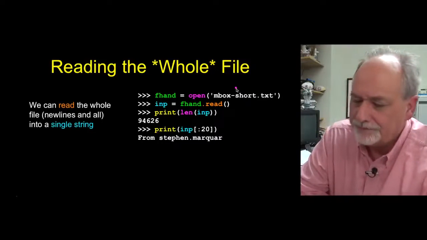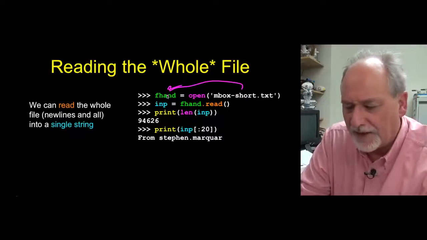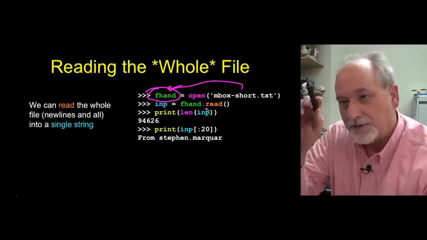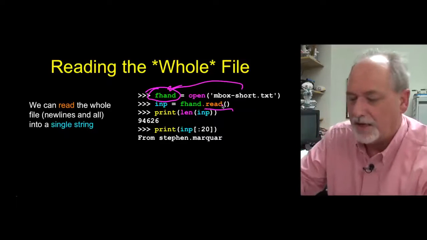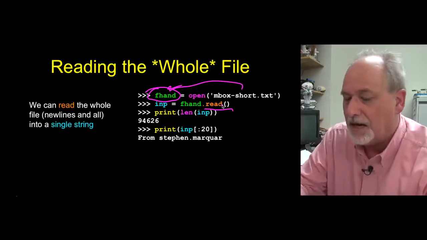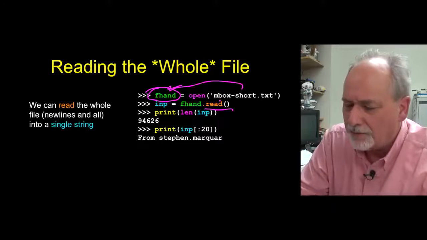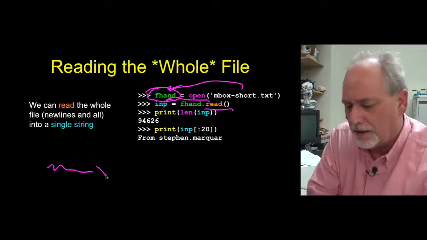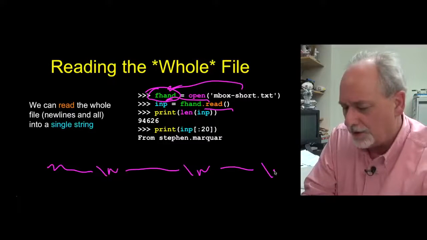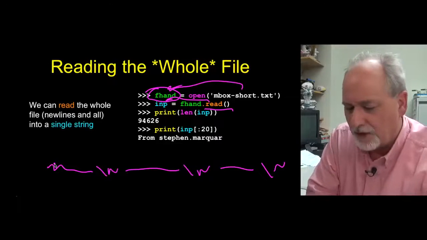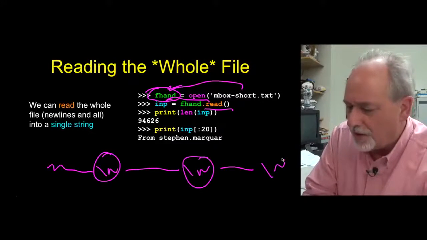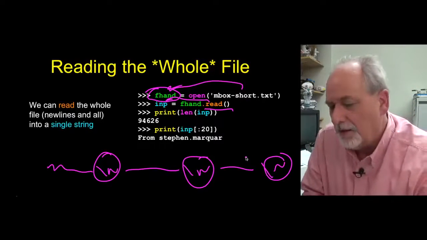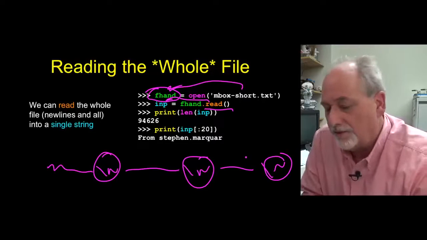So we open it and we get back a file handle object, and we call the read method, and that says go through and read all the text and give it back in one big blob, one big string, and I'll put it in inp. And so that's where you have a line, a new line, a line, a new line. It's not really lines, it's just a sequence of characters with new lines in there to punctuate them. And now you can split that, later we'll see how to split that into separate lines if you want.